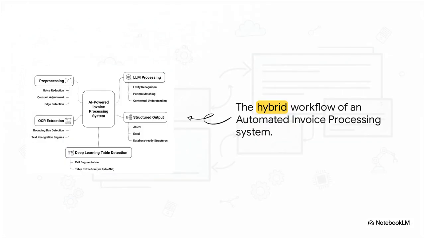Following a document through this hybrid workflow really reveals why it's so powerful. You can trace how a scanned image enters the system and gets intelligently routed. First, it goes through image preprocessing to clean things up, and then into an OCR extraction phase. But it doesn't stop there. It branches out. It uses deep learning table detection to understand really complex grid layouts, while simultaneously using LLM processing to pull out specific entities and map patterns. It's essentially an entire symphony of different AI models working perfectly together to produce a clean, structured output.